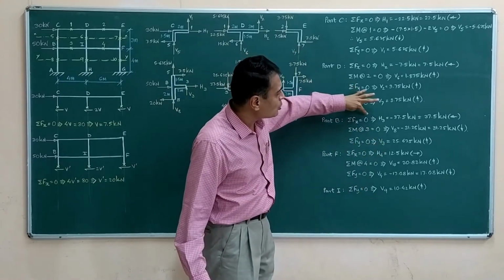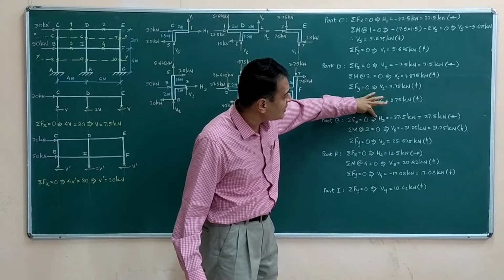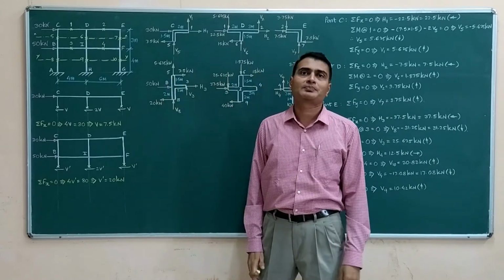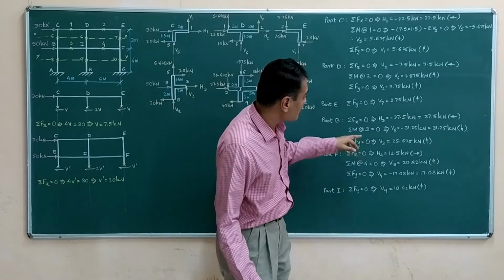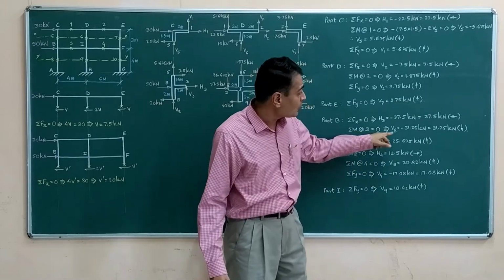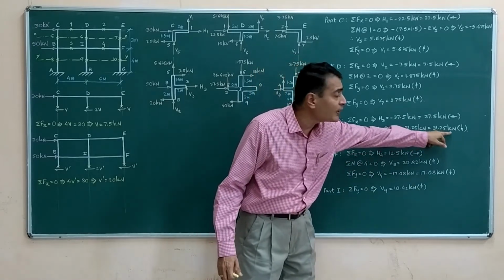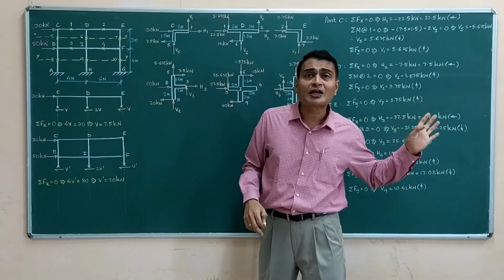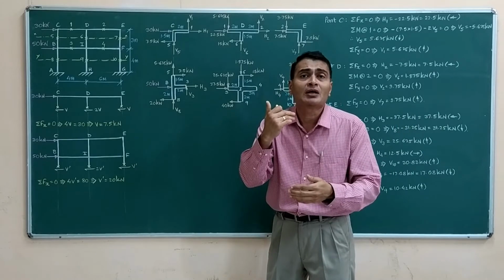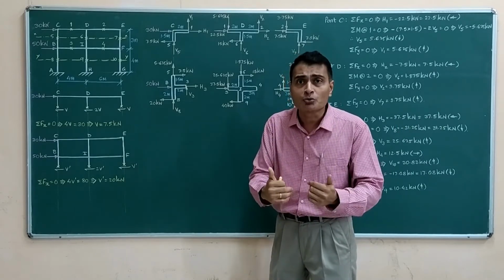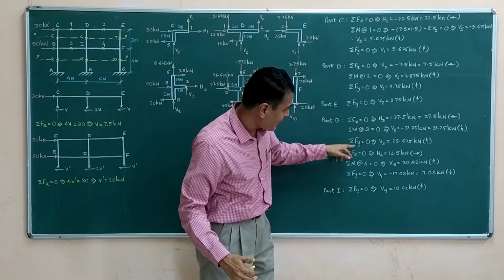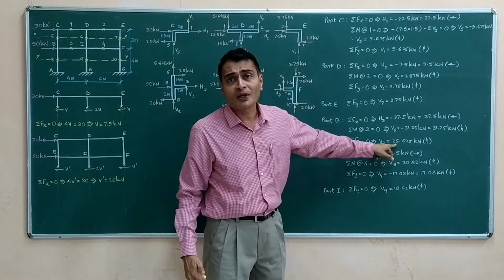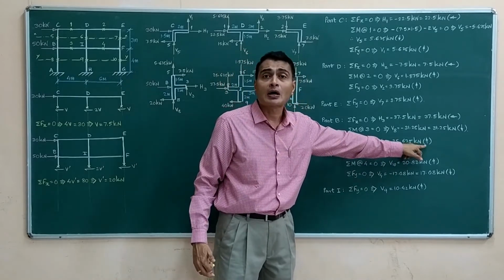Apply sigma Fx equal to 0. I am getting H3 is equal to 37.5 kilonewtons leftwards. Apply sigma M about 3 equal to 0. You are getting V8 is equal to 31.25 kilonewtons downwards. I mean, you are getting a negative answer, so I am changing the sign. Instead of upwards, it should be downwards. And then you are applying sigma Fy equal to 0. You are getting V3 is equal to 25.625 kilonewtons upwards.